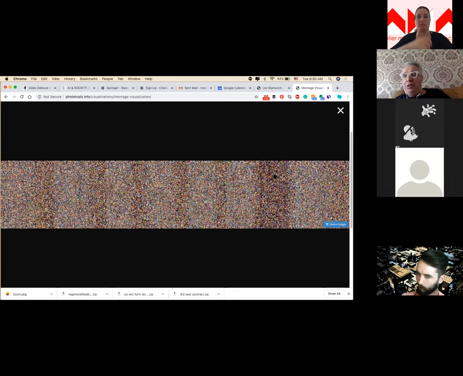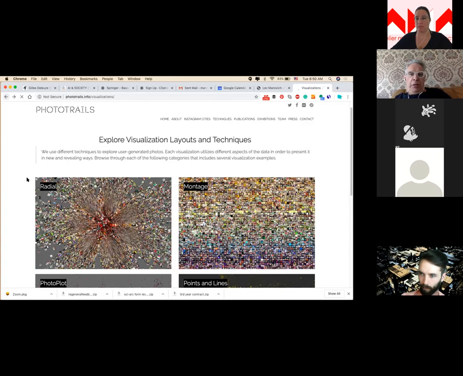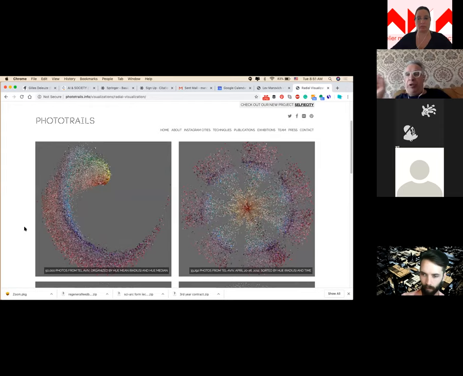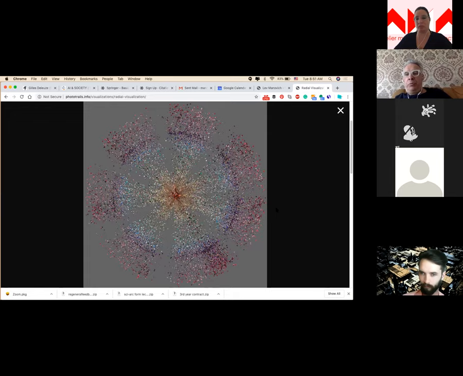Now, another way we try to visualize these images is using a technique which I call radial image plot. Here the idea is to plot all the images in two dimensions. One axis is how far the image is from the center, and the second axis is the angle. And again, you can sort in different ways.